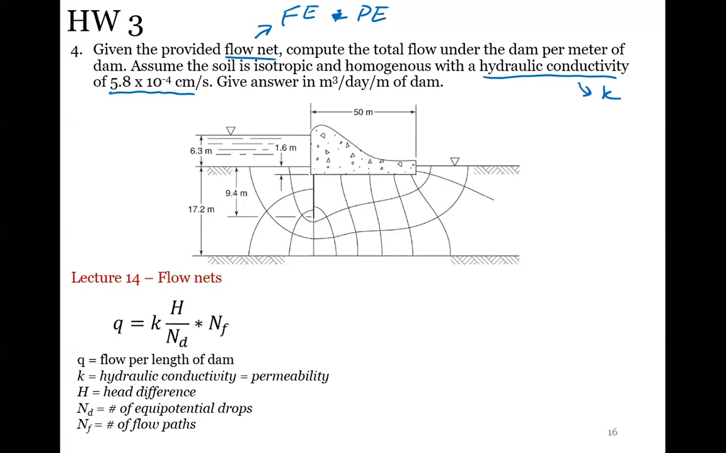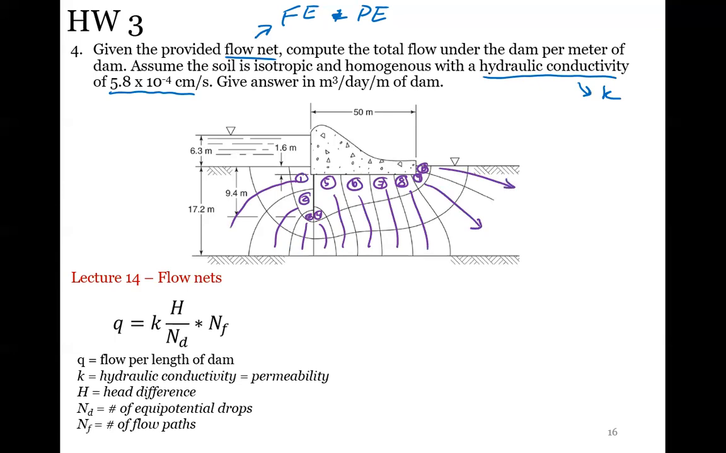The ND is the number of equipotential drops, and that is taken from right here. So here is 1 drop, 2, 3, 4, 5, 6, 7, 8, 9, and 10. So these are reading this way. So this is 1, 2, 3, 4, 5, 6, 7, 8, 9, 10. Make sure you know how to read those.